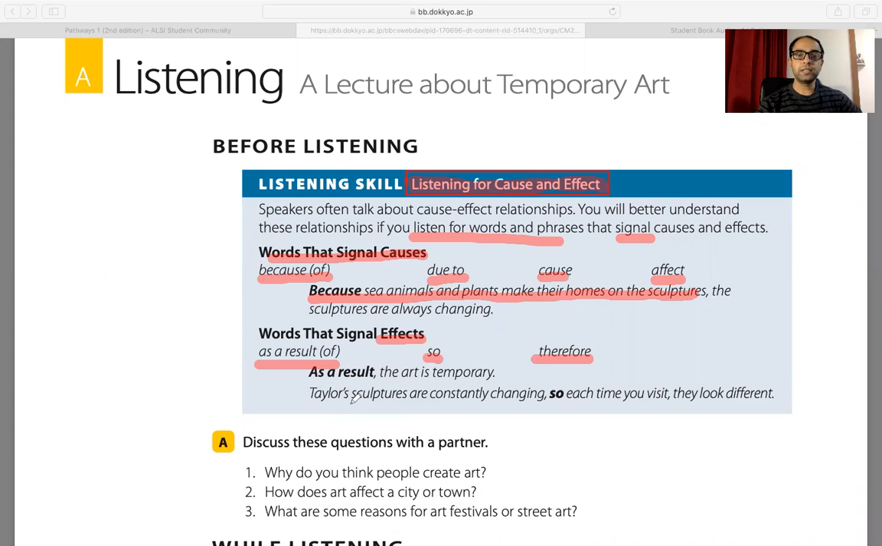Or Taylor's sculptures are constantly changing, so each time you visit, they look different. So after so, what comes is the result, the effect. And what comes before is the reason: constantly changing. That's why every time you go there, it's different. So when you do today's listening, please pay special attention to words like these: because of, due to, cause, effect, as a result, so, and therefore.